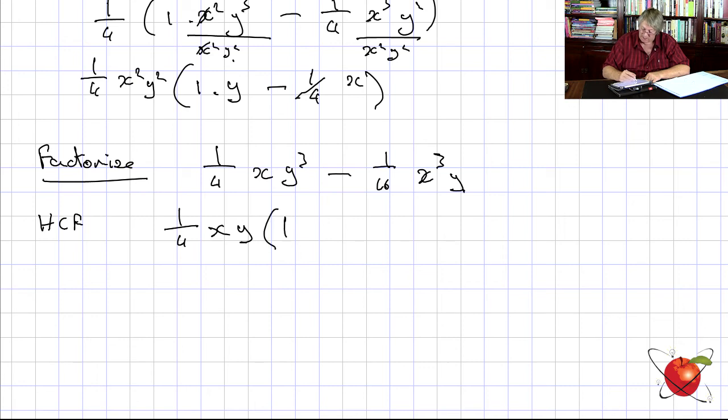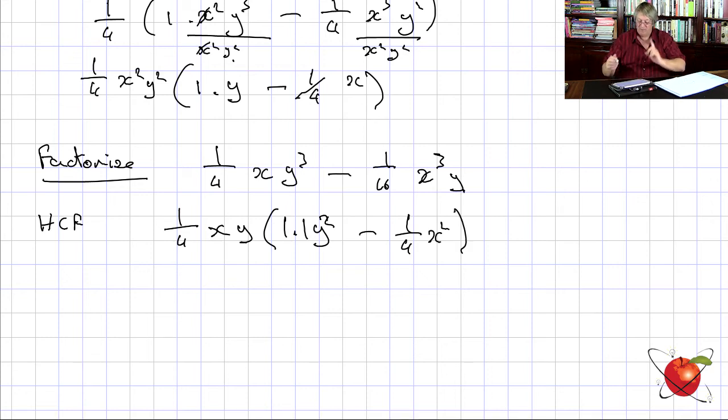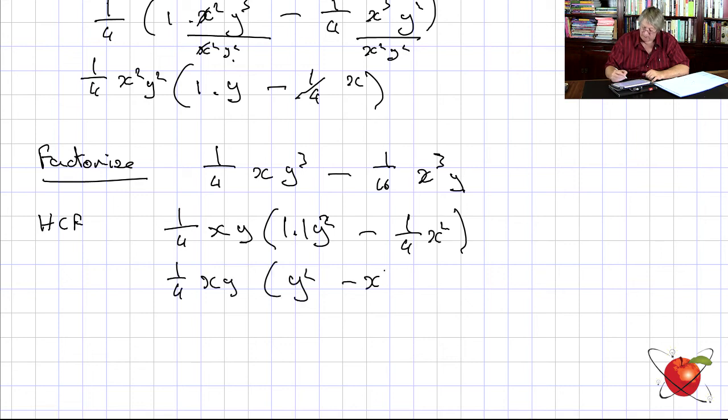Leaving me with 1 times that. X is another 1, correct? Y squared. Correct? Minus 1 over 4 times the x goes in there, x squared, and the y cancels out, and I'm done. So let's rewrite this as 1/4 xy times y squared minus x squared. No, we're not finished. You'll see from the marks on the side, this one will be like maybe 4 or 5 marks, right? That's not worth that much, right?